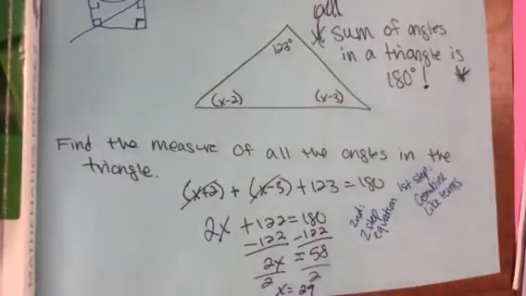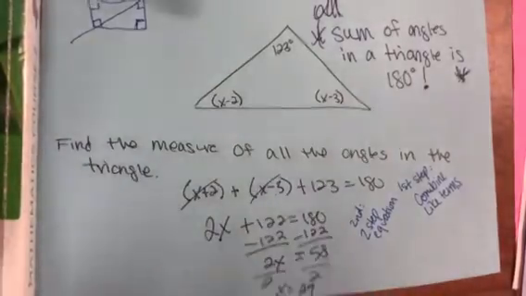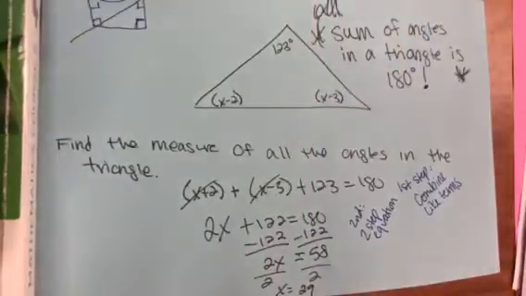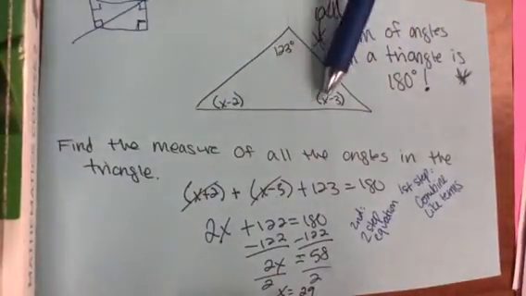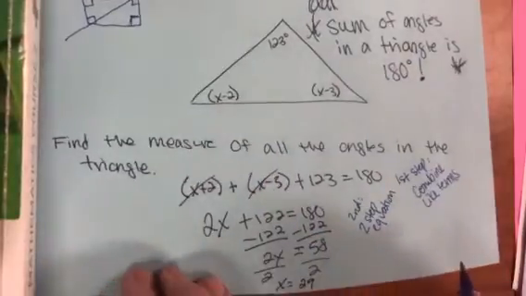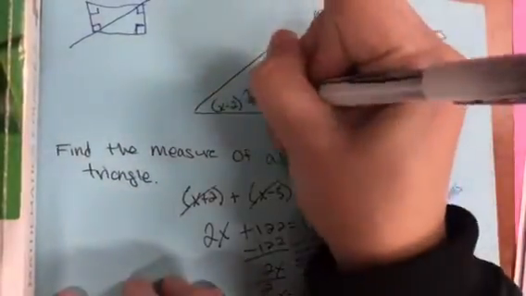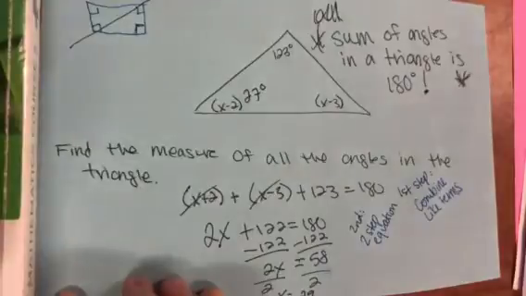Am I done? No, because you need to find out the angle measures. I need to find each angle. X is 29, but I still need to come back over here and plug it in. 29 minus 2 is 27, so 27 degrees. And what's 29 minus 3? 26.